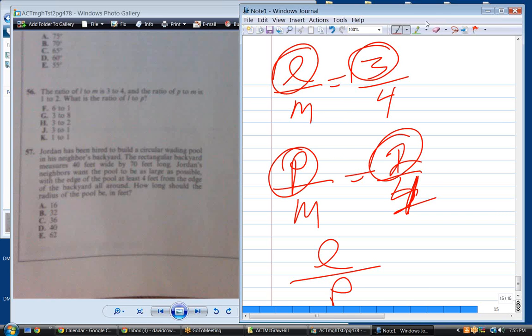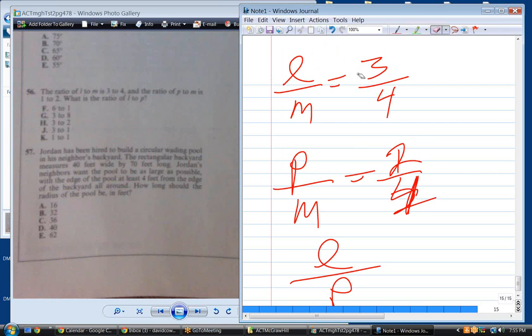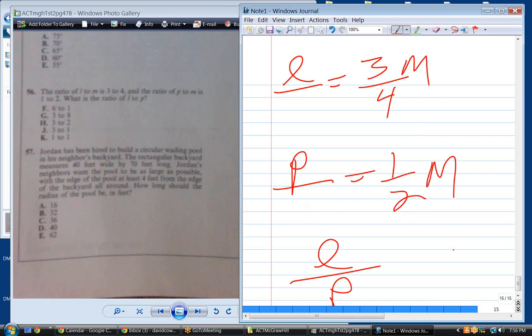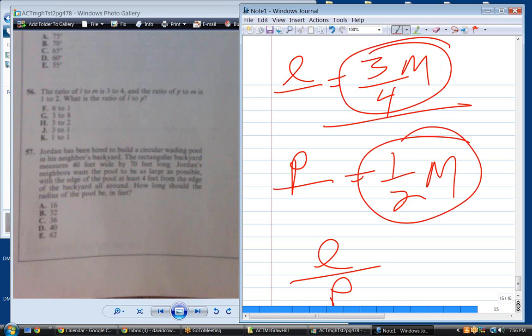And I could also solve it algebraically. In other words, I don't have to manipulate it like that. I can just solve each equation for M and put it in there. Actually, I would solve this one for L. In other words, here's the way I would do it. I would solve it for L. I would solve this one for P. Well, what is this one? It's 1/2 M, right? And now L over P would be that divided by that. And that's where you end up getting 3 to 2. The M's cancel, and you get 3 to 2.